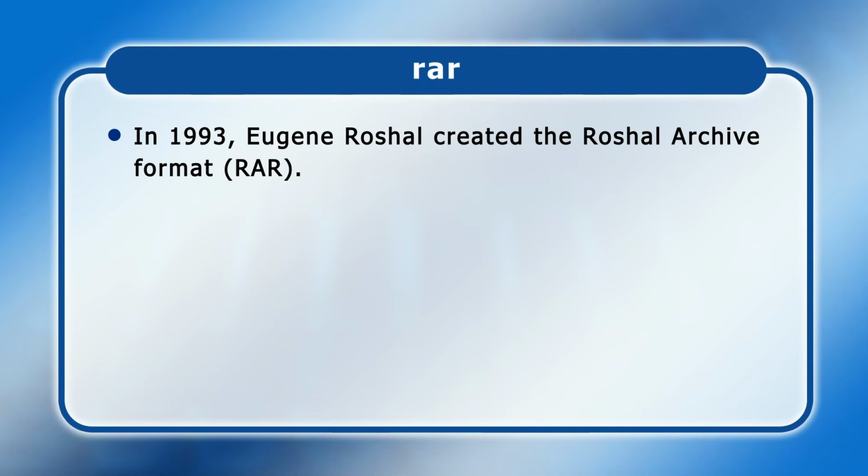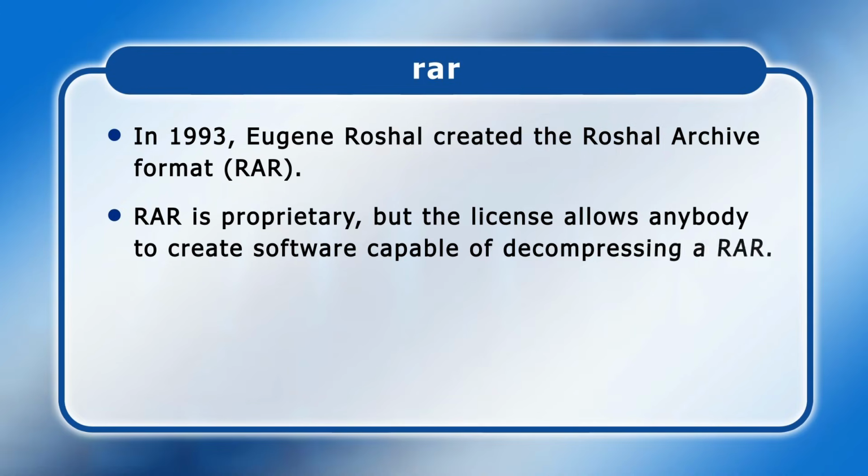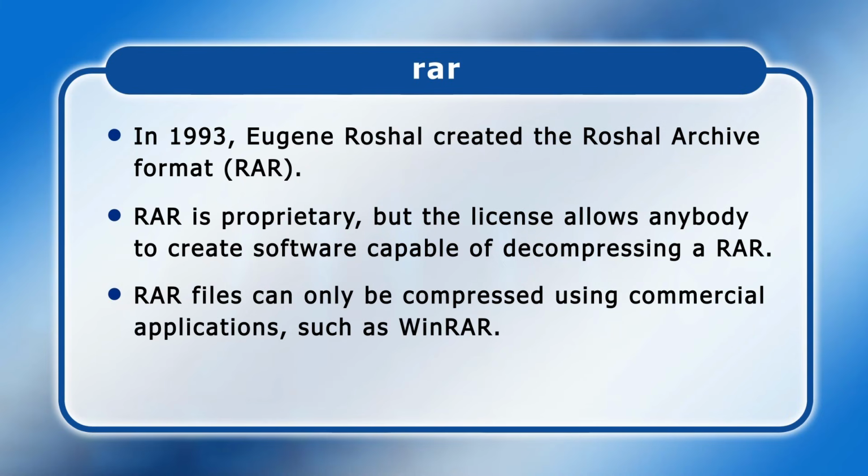In 1993, Eugene Rochal created the Rochal Archive Format, or RAR. While this remains proprietary, the license allows anybody to create software capable of decompressing RAR, so lots of file compression packages can read RAR files. However, RAR files can only be compressed using commercial applications such as WinRAR from RAR Lab.